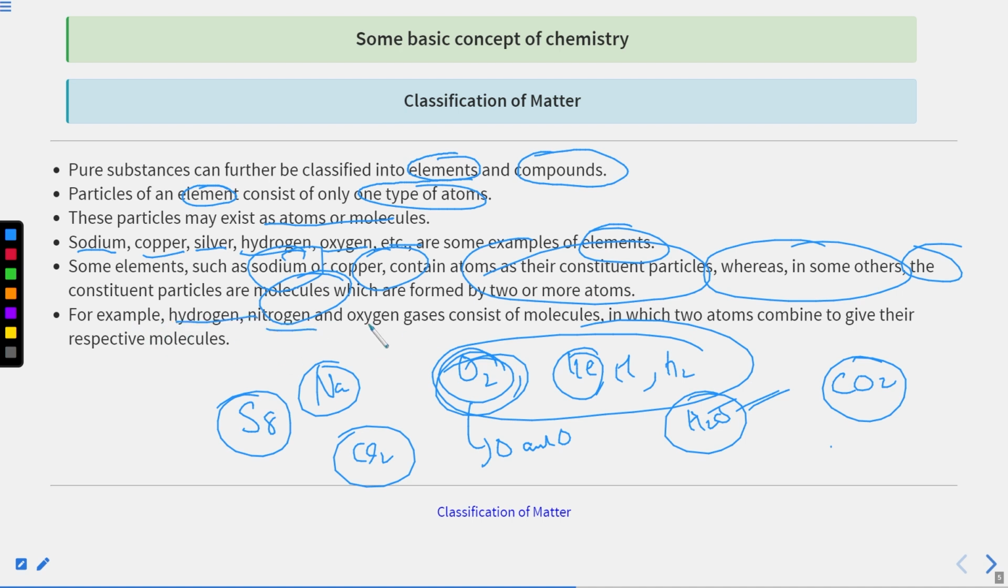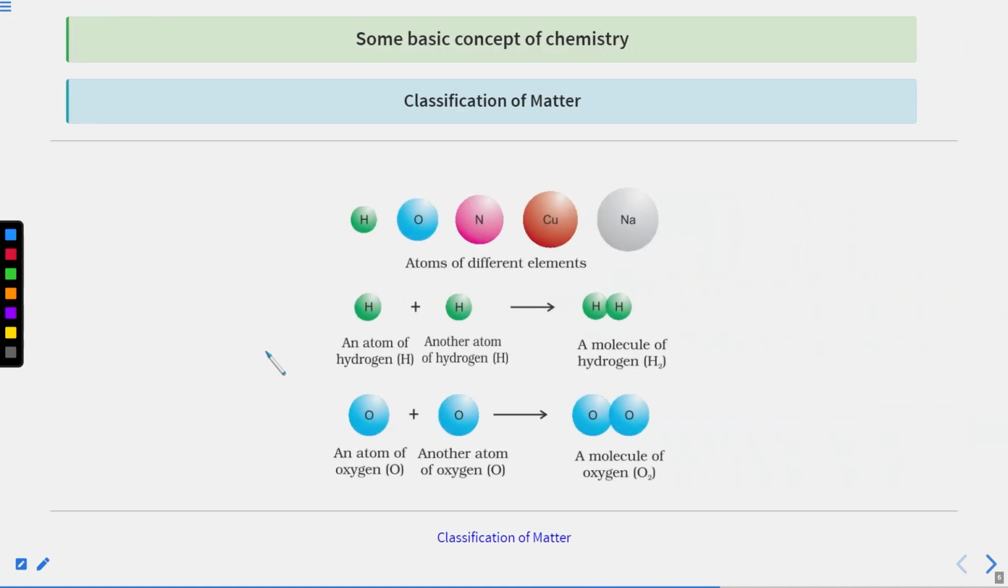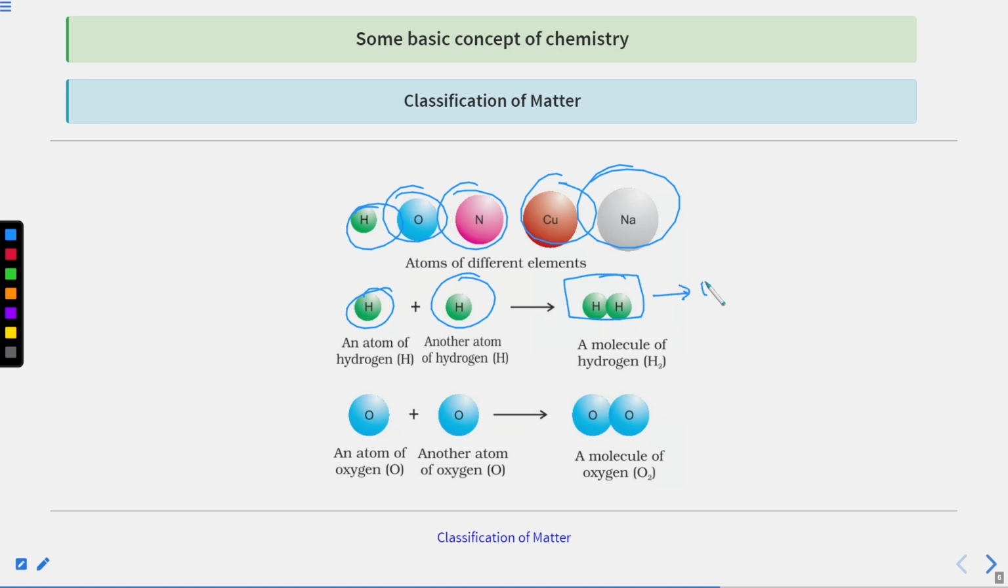For example, hydrogen, nitrogen and oxygen gas consist of molecules in which two atoms combine to form the respective molecules, right? Here is an illustration for that. Atoms of different elements: hydrogen, oxygen, nitrogen, copper, sodium. When two hydrogen atoms combine, they form a hydrogen molecule, which is an element. Again, an oxygen atom and a second oxygen atom can combine to form a molecule of oxygen, which is again an element. Got it?